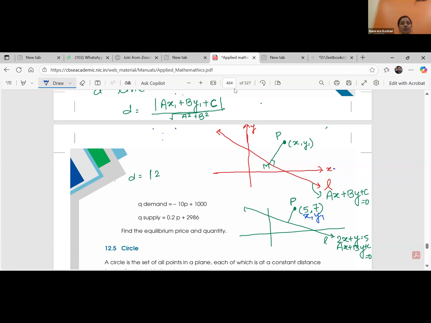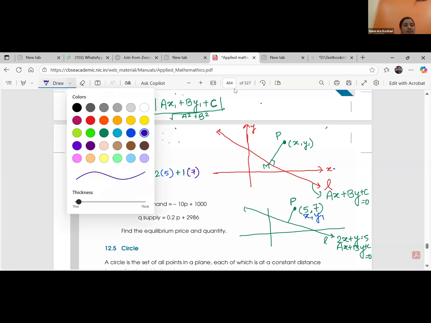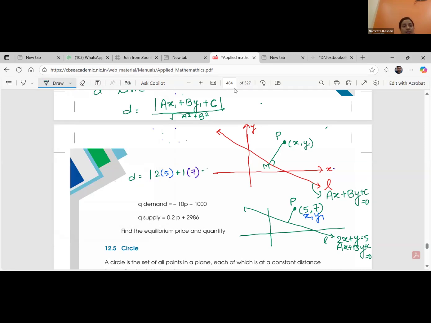So if you have the equation of a line 2x plus y is equal to 5, you can take a over here as 2. At the place of x, you need to put x1 from the coordinate 5 comma 7. So your x1 is 5, plus b times y1. Your b is 1 from the equation of the line. Please don't get confused. And your y1 from the coordinate is 7, plus c. Your c is negative 5 over here. You need to write it as it is. It can be positive, it can be negative.